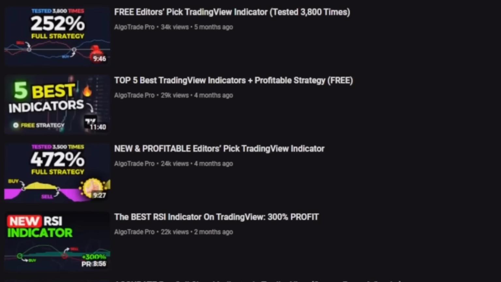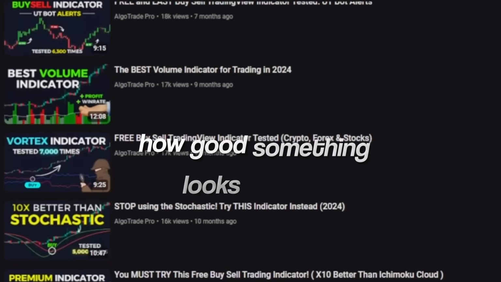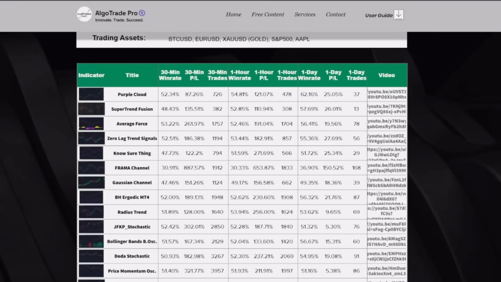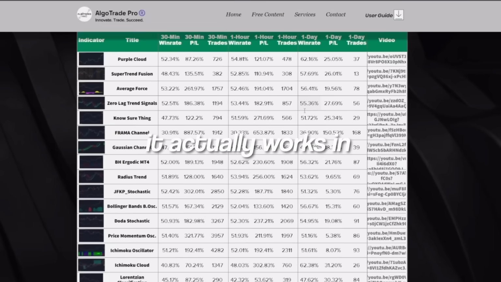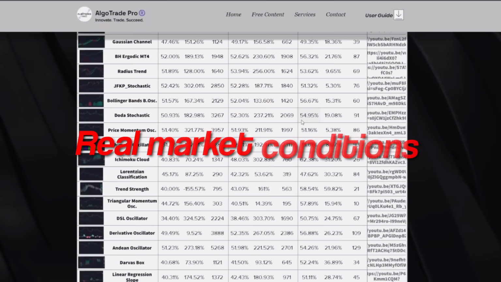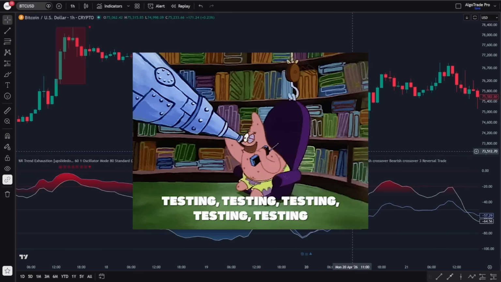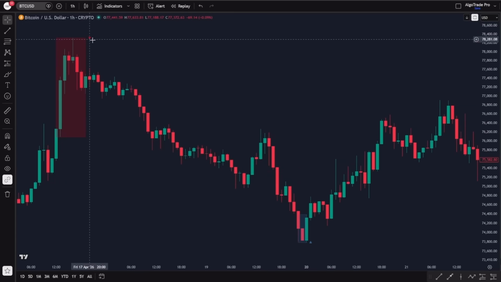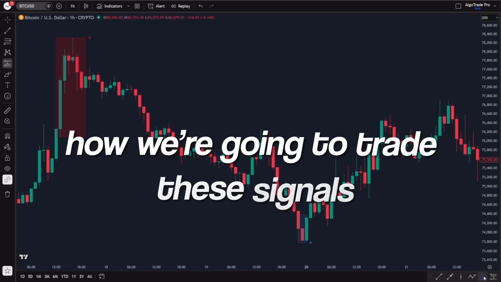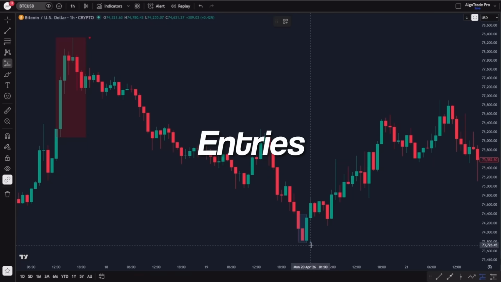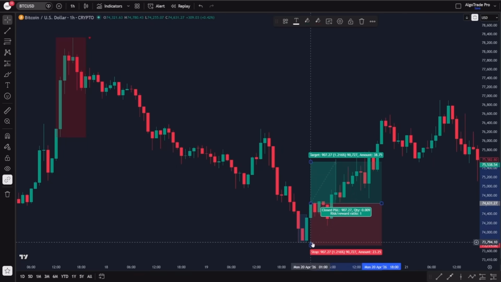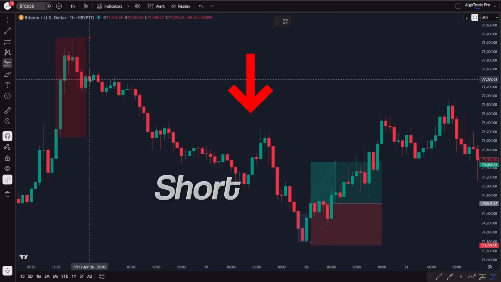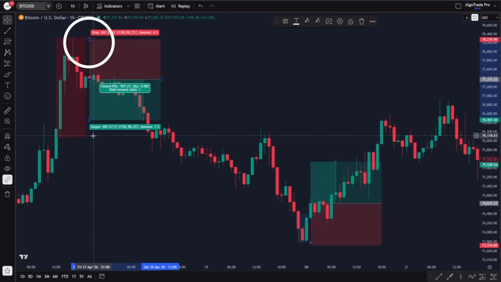But as always on this channel, we don't care about how good something looks visually. We care about whether it actually works in real market conditions. Now, before testing anything, we first need to define how we are going to trade these signals. For entries, we'll keep things simple. Long trades on bullish reversal signals and short trades on bearish reversal signals.